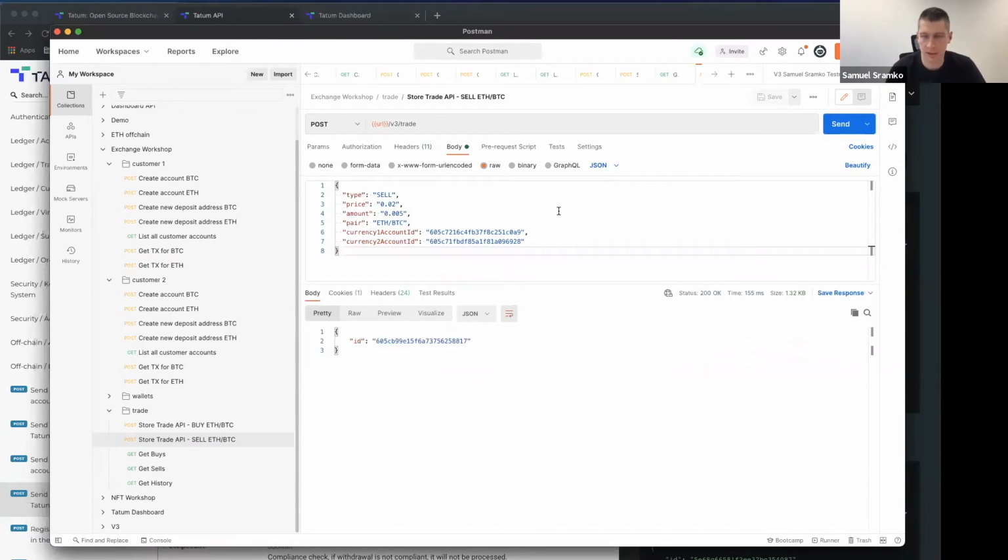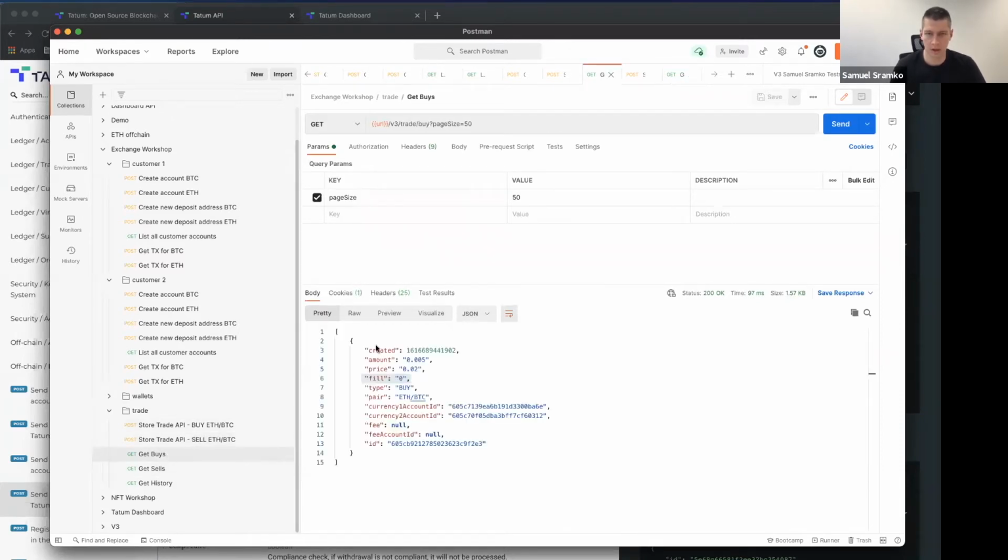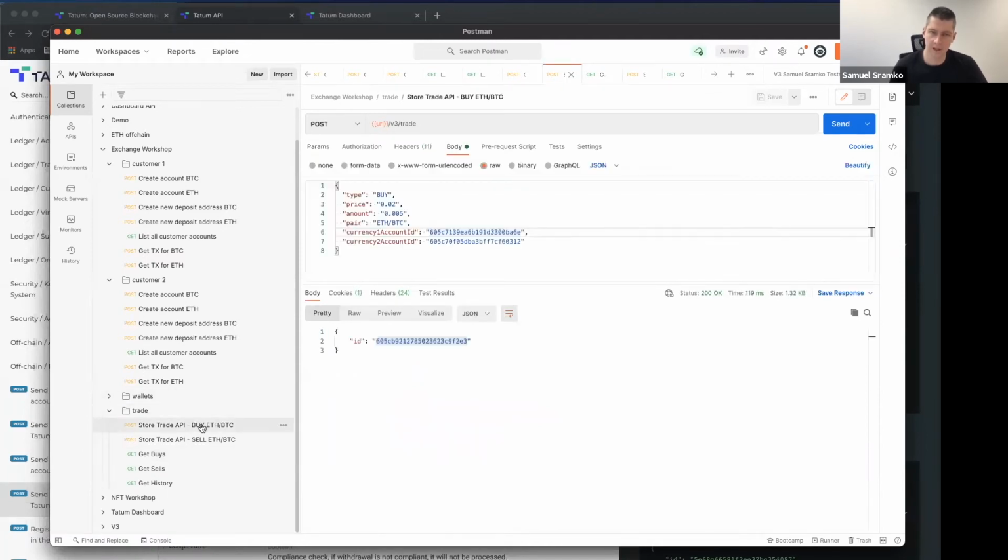What has happened right now is that he opened a sell trade, but when we open the list of open sell trades now, we can see that there is no open sell trade and there is also no open buy trade. Why? Because there was a pending buy for 0.02 and this guy opens a sell order for 0.02 on the same pair. So those trades just matched together. They got filled and the currencies were transferred.